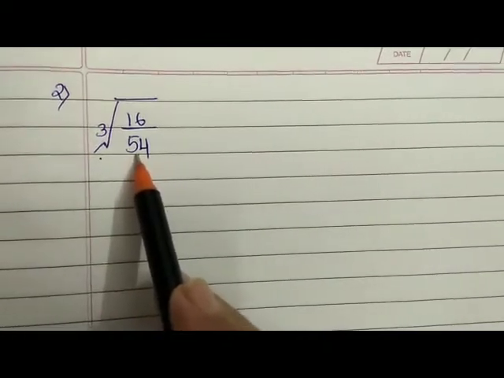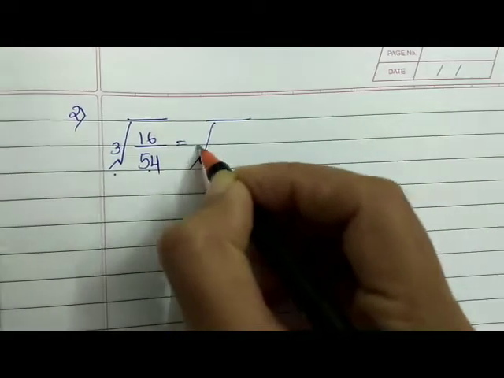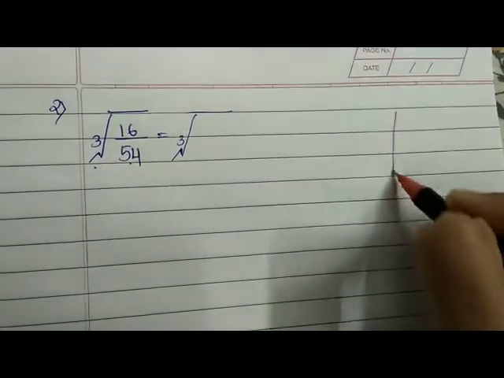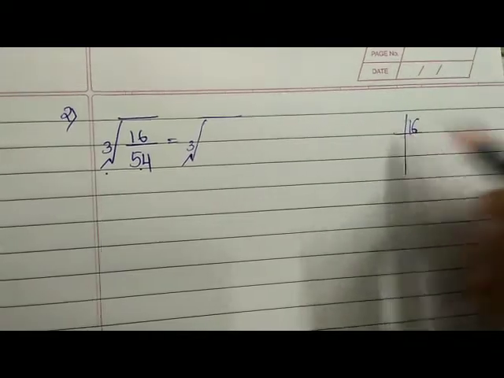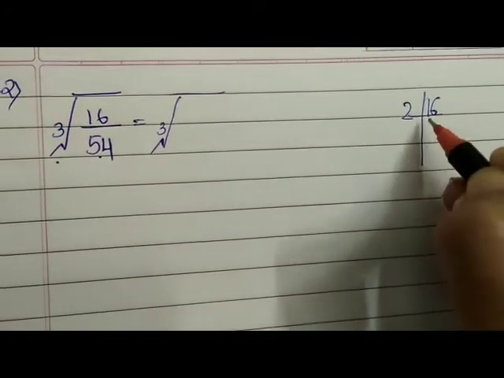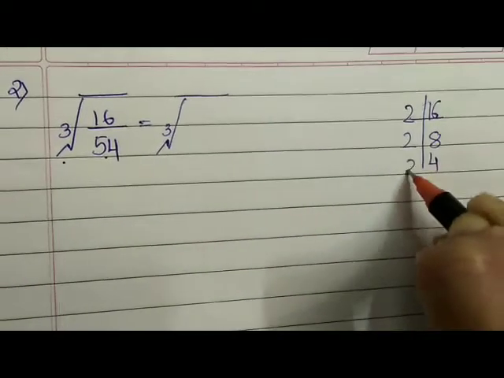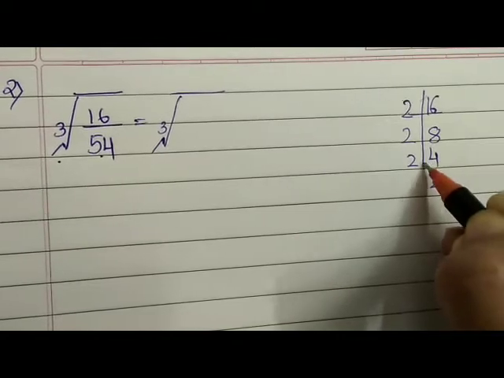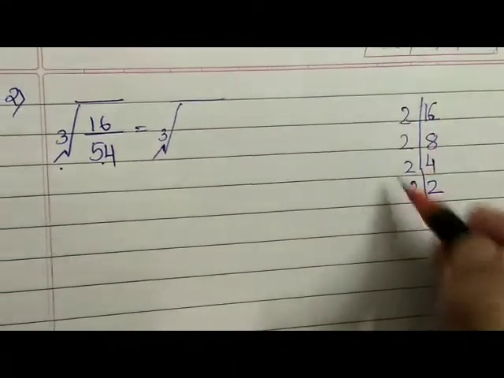This is a similar sum. First we'll find out the factors of the numerator. We can use prime factorization. Let us write down 16. The smallest prime factor is 2. So 2 8s are 16, 2 4s are 8, then 2 1s are 2. So these are the factors.